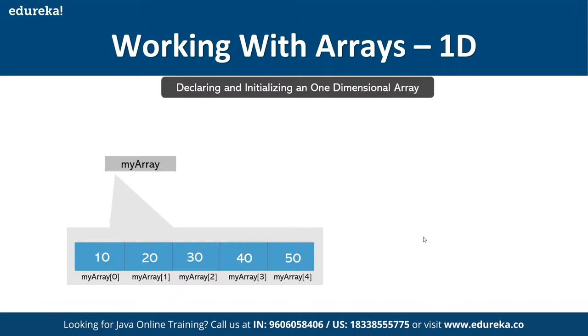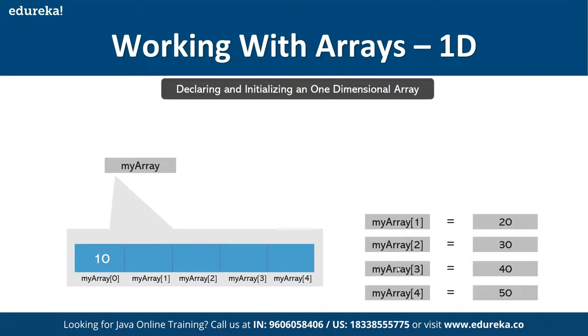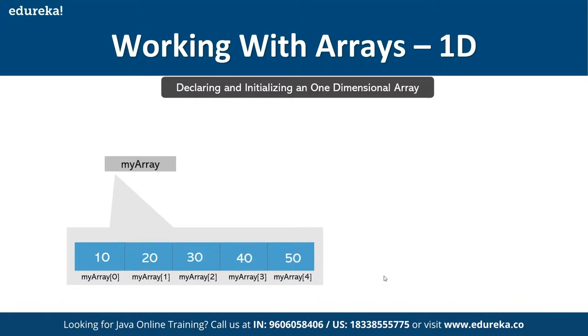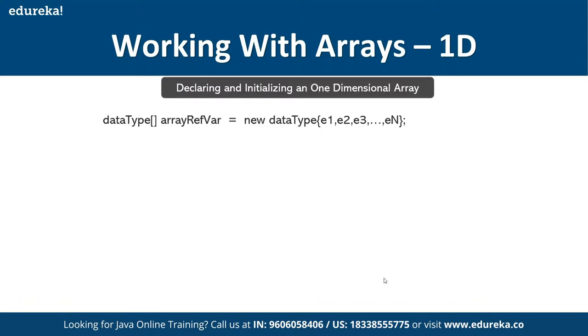Now, you have already seen how you can assign a value, by specifying my array name and, in the square brackets, mentioning the index position. In the same way, if I want to access any element, I can access it in that way as well.